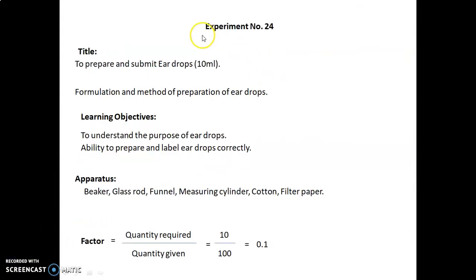Let's discuss experiment number 24. The title of our today's experiment is to prepare and submit eardrop 10 ml. In this we are going to study the formulation and method of preparation of eardrops. Learning objectives are to understand the purpose of eardrops, and the ability to prepare and label eardrops correctly. Apparatus required are beaker, glass rod, funnel, measuring cylinder, cotton, filter paper, etc.